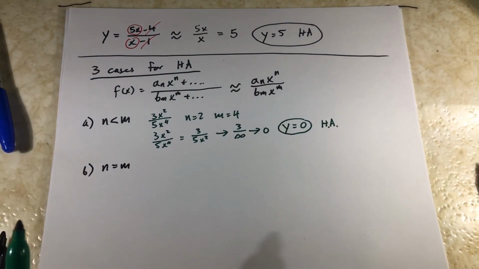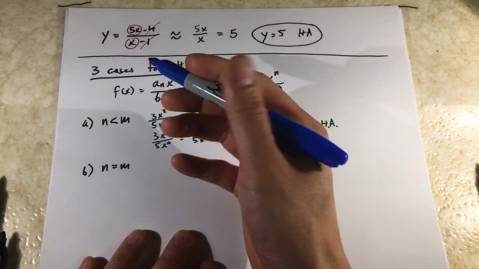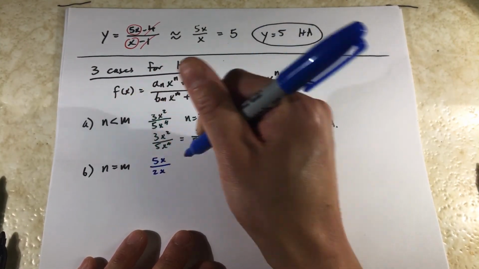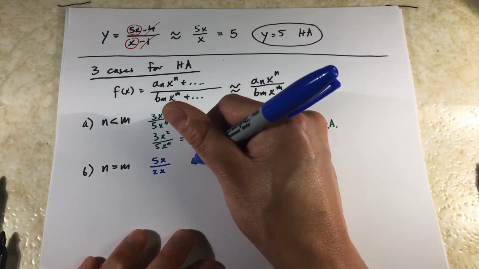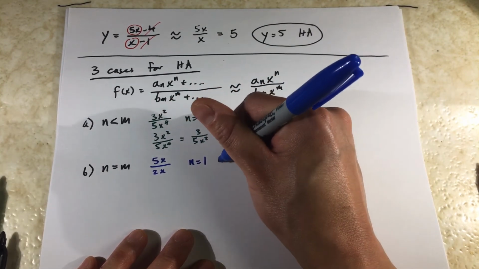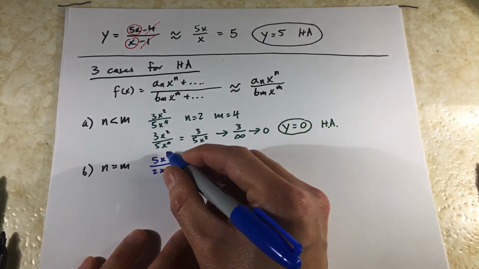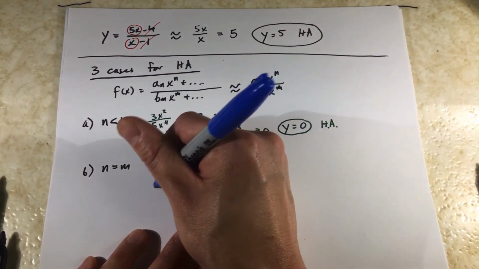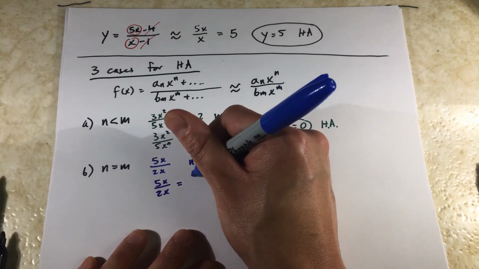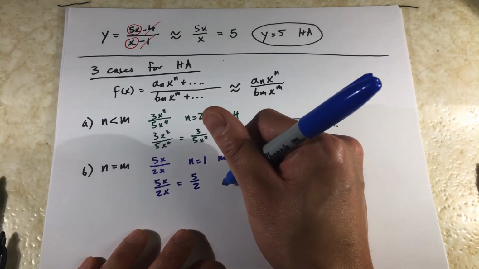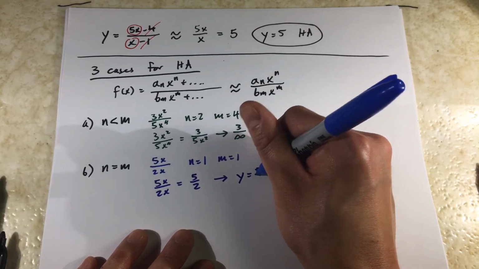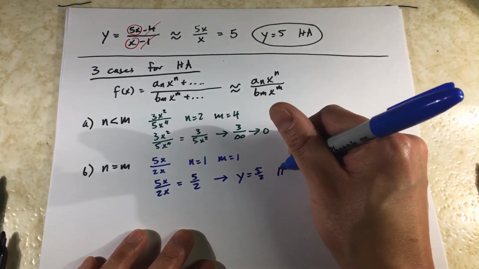The next one is when n is equal to m. So an example of that, here I'll just use a different color for each of these, is let's say 5x over 2x. In that case, n is equal to 1 and m is equal to 1, x to the 1 and x to the 1. So if you do this, 5x over 2x is equal to 5 over 2. And in that case, y equals 5 over 2 is our horizontal asymptote.